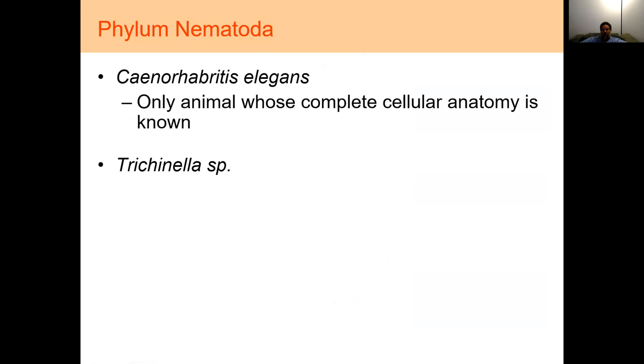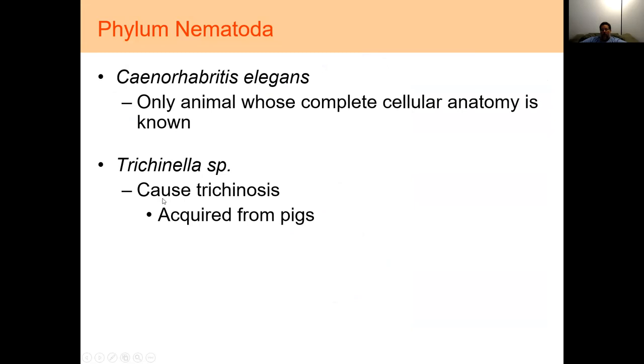So again, I'm not sure how it's pronounced off the top of my head, but C. elegans is the way that most people refer to it. It's the only known animal with its completely known cellular anatomy. That's really remarkable. However, many of these in the phylum are actually parasitic. Another well-known one is Trichinella, which causes trichinosis. And this is actually acquired from pigs and other animals, even polar bears and bears, if you eat them raw.